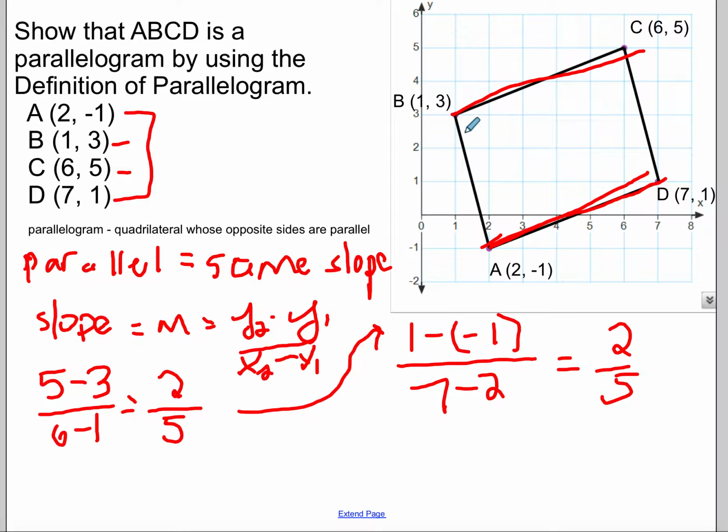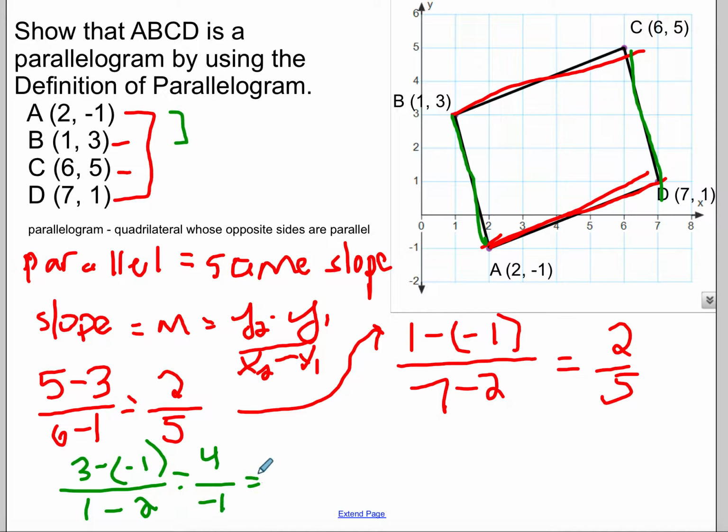Now I need to go back, and I also need to do that with this line and this line. So I'll start with this line first. That's A and B. Y2 is 3. Y1 is negative 1, so I'm doing 3 minus negative 1 over x2 minus x1. X2 is 1. X1 is 2, so 1 minus 2. That equals 3 plus 1 is 4, and 1 minus 2 is negative 1. 4 over negative 1 is negative 4. So that line has a slope of negative 4.